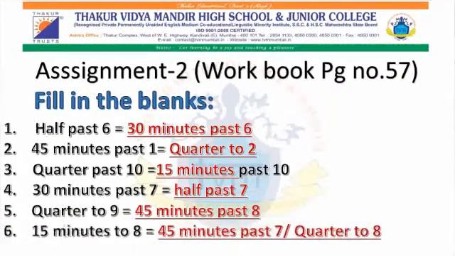Then the sixth blank is 15 minutes to 8. The fifth blank says the same kind of thing: quarter to 9 means 15 minutes to 9. Here it says 15 minutes to 8. So it is 45 minutes past 7, or you can say quarter to 8.